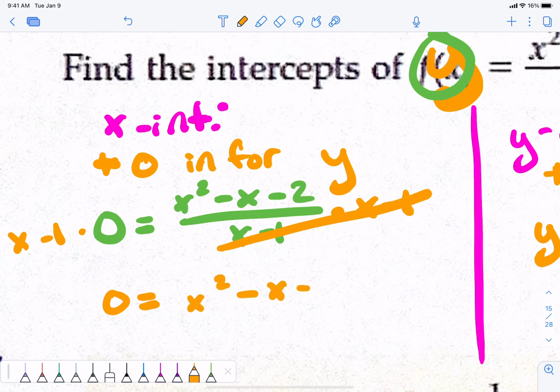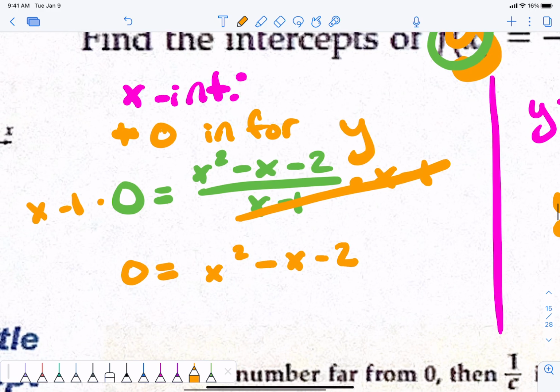So when you are finding the x-intercepts, you are only looking at setting the top equal to 0, basically because the bottom just cancels out. Make sense? Okay? Now this guy's a simple trinomial.